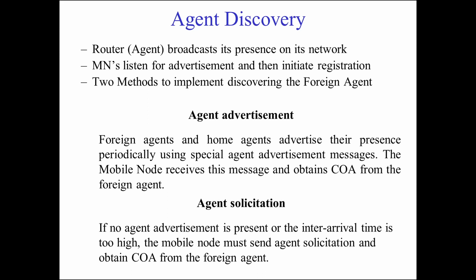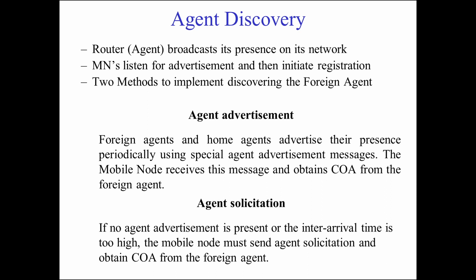Suppose the agent is not advertising, so the mobile node is not able to receive any advertisement message, or it would have to wait for a long interval. Then it will not wait. Immediately it will omit the agent advertisement process and start its own process called agent solicitation. What is this agent solicitation? The mobile node, after entering the foreign network, will send its own signal to the nearby agent.